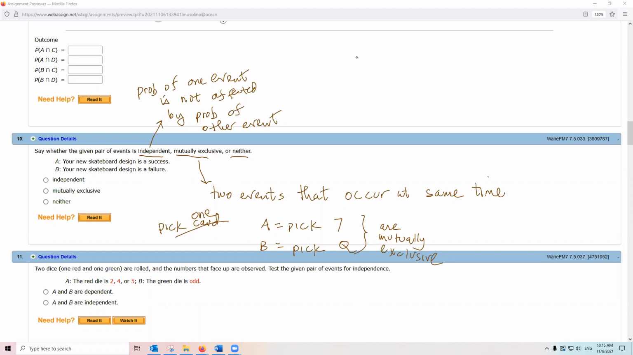Let me give you another example. What if event C was picking a heart and event D was picking a king? Well, these 2 events can happen together because I might happen to pick the card that's the king of hearts. Well, if I pick the king of hearts, both of these events happened at the same time. That means these events are not mutually exclusive.